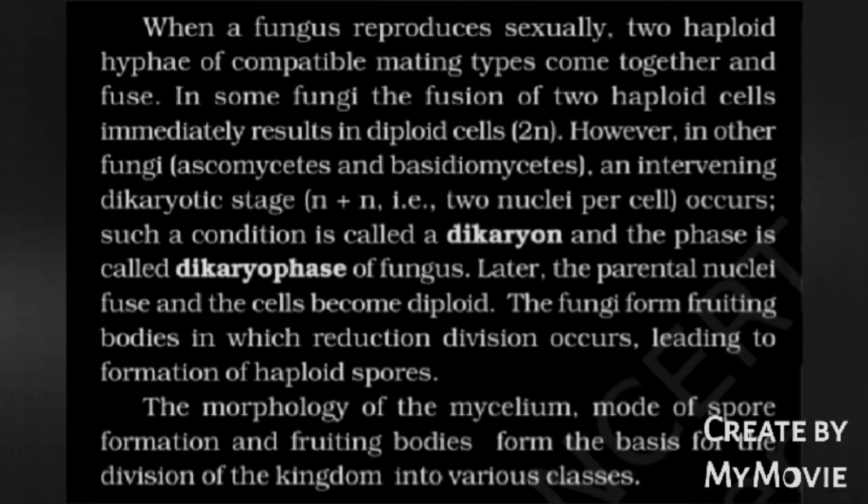When a fungus reproduces sexually, two haploid hyphae of compatible mating types come together and fuse. In some fungi, the fusion of two haploid cells immediately results in diploid cells, that is 2N. However, in other fungi, Ascomycetes and Basidiomycetes, an intervening dikaryotic stage, N plus N, that is two nuclei per cell, occurs. Such a condition is called dikaryon, and the phase is called dikaryophase of fungus. Later, the parental nuclei fuse and the cells become diploid. The fungi form fruiting bodies in which reduction division occurs, leading to formation of haploid spores.